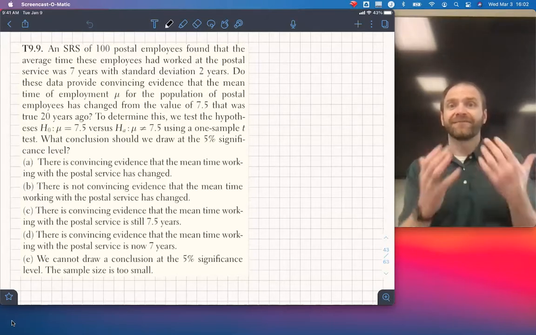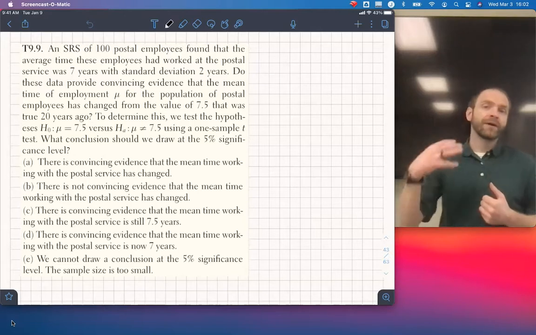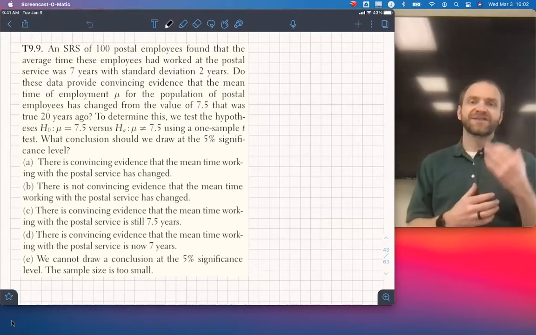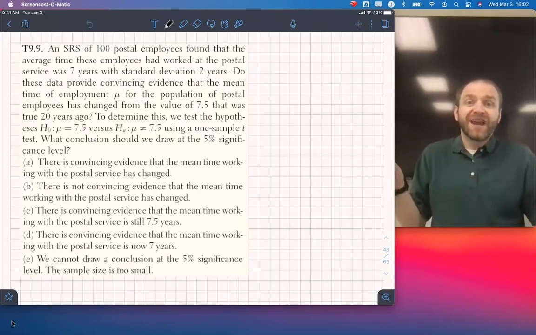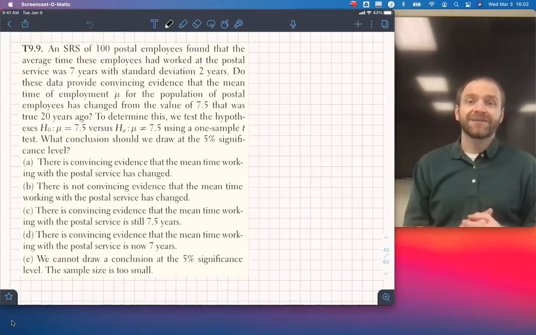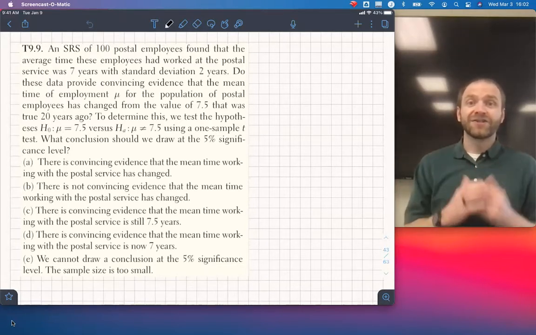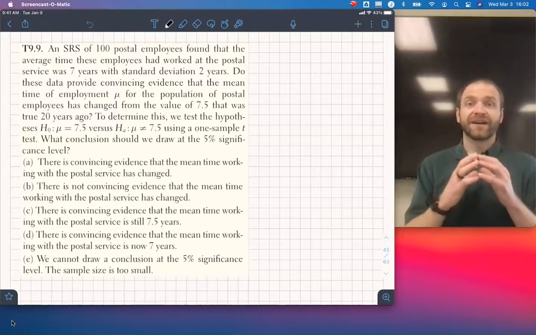Well, notice that's kind of vague. It's not saying, is it more, is it greater, or is it smaller, is it less? It's just saying, has it changed? And if it's not given a direction, and it's just, is there a change, you don't care if it's more or less. You just care, is it different?